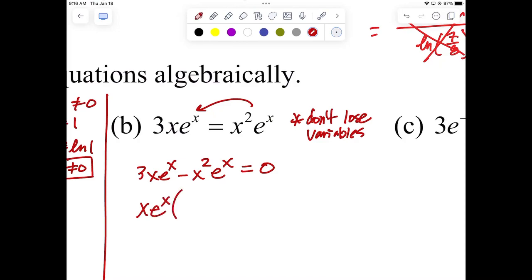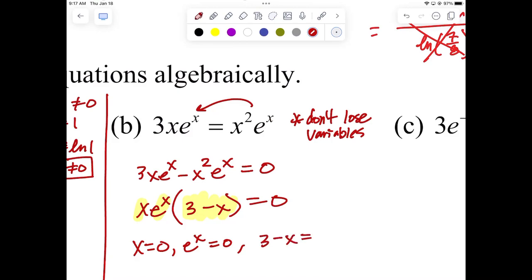x e to the x. It was that very thing that we were anxious to divide out in the very beginning. We still divided it out here, but we didn't lose it. We divided it out and we put it in the front as a factor. Now we're left with 3 minus x equals 0. Now I have three factors, believe it or not. I have an x, an e to the x, and a 3 minus x. The zero product property says I can set each of them equal to 0 and solve. So I've made three equations out of one, which seems like thrice the work. However, the equations are much easier to solve.